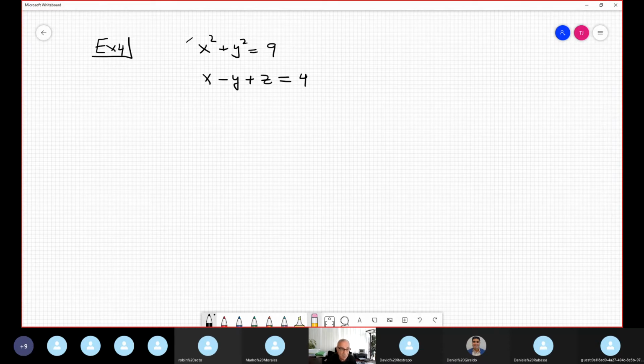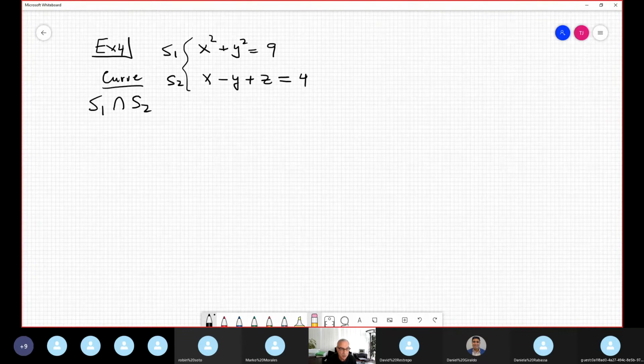Now, the curve that we are studying is the intersection of surface 1 and surface 2. Surface 1 intersection surface 2 represents a curve. Let's do a similar parametrization. I take advantage of the x squared plus y squared, so x equals 3 cosine t, y is 3 sine t. It's one possibility, not the only possibility. And z, well, it's easy.